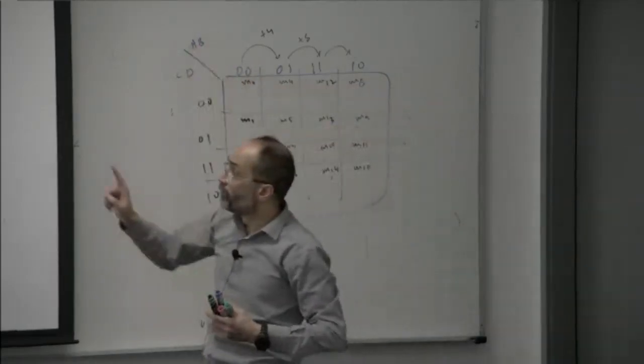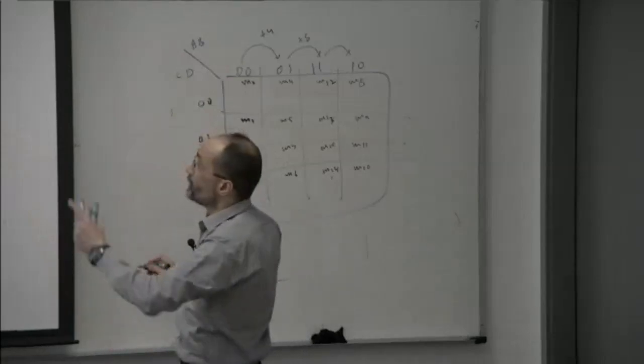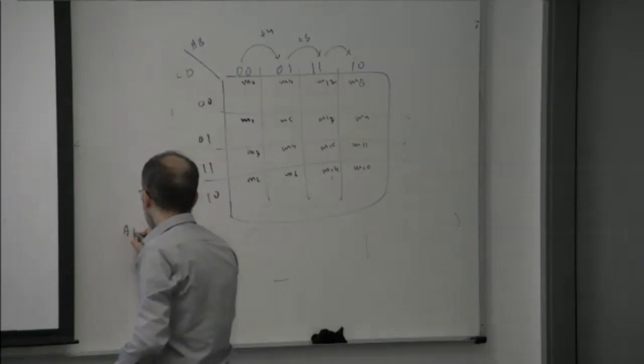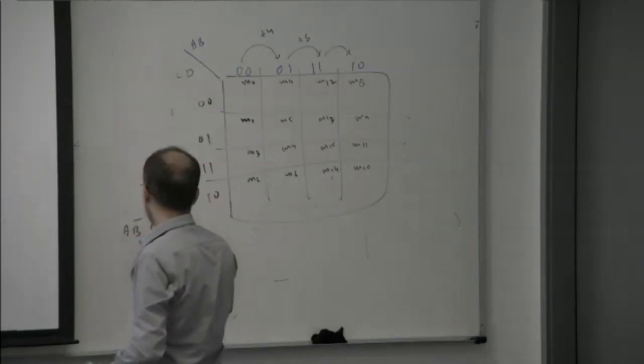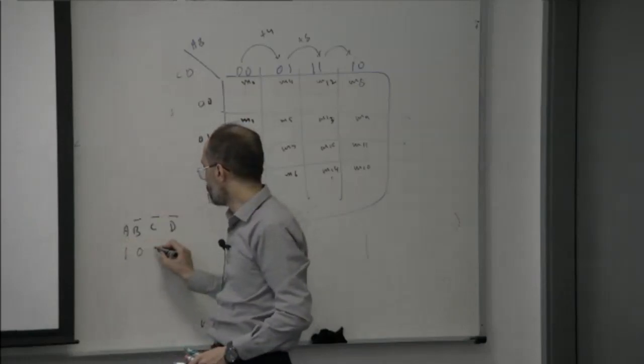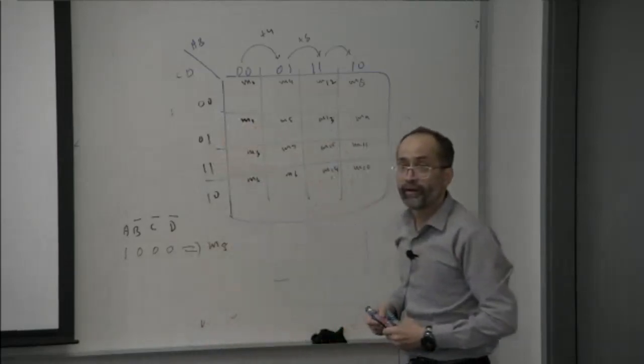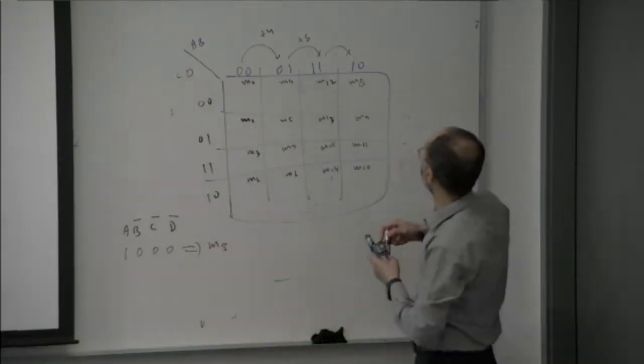Okay, now look here. What is the first term? Can you see here? Can we say the first term is A, B bar, C bar, D bar? What does it represent? 1 0 0 0. What is this? M8. And M8 is 1.